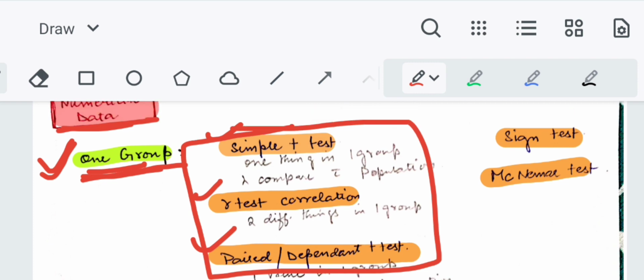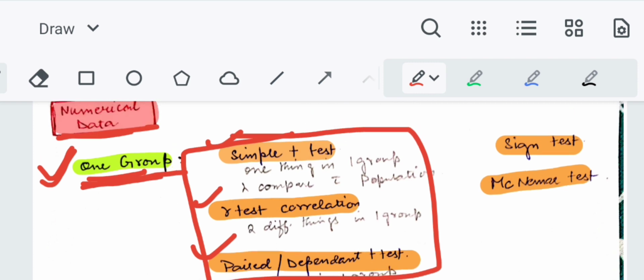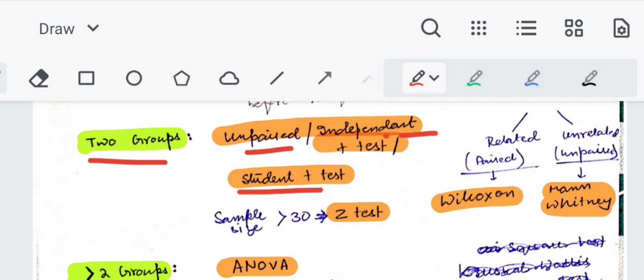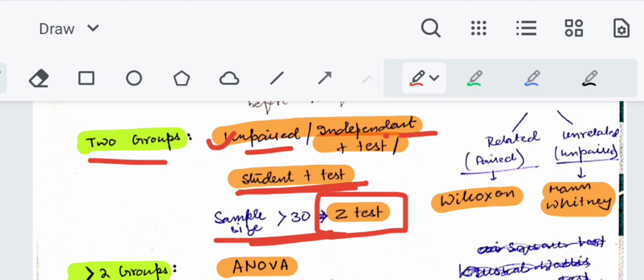Now in case of one group and non-parametric, the tests are sign test and McNemar test. Now if there are two groups of data and we have to use a parametric test, we can use unpaired t-test, also known as independent t-test, also known as student t-test. Now if the sample size is more, that is more than 30, we use z-test in place of student t-test or unpaired t-test.